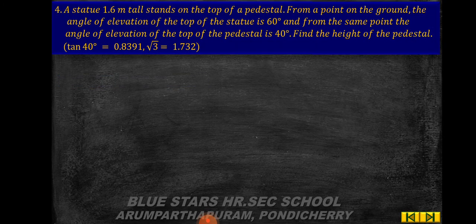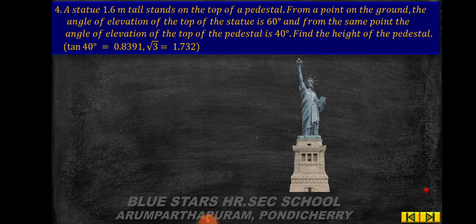Problem number 4. A statue 1.6 meter tall is on the top of a pedestal. From a point on the ground, the angle of elevation of the top of the statue is 60 degree, and from the same point, the angle of elevation of the top of the pedestal is 40 degree. Find the height of the pedestal. Then tan 40 degree is equal to 0.8391, root 3 is equal to 1.732.